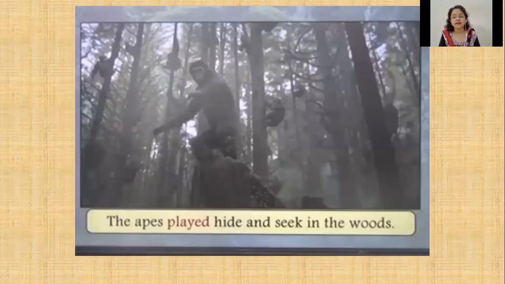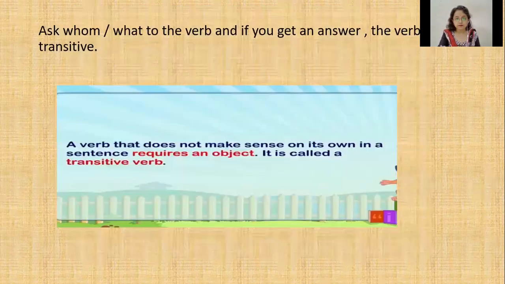The apes played hide and seek in the woods. What did the apes play? Hide and seek. So hide and seek is the object, and you are getting the answer of the question what. So played here is what? Transitive verb. It's pretty clear to you all, I hope.